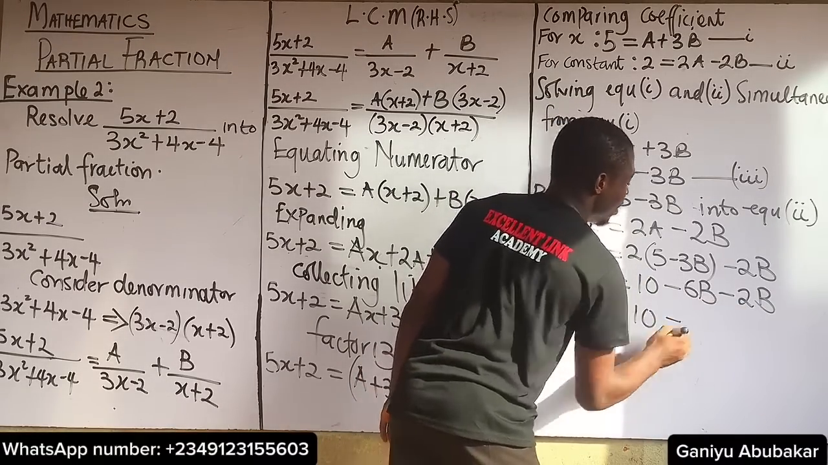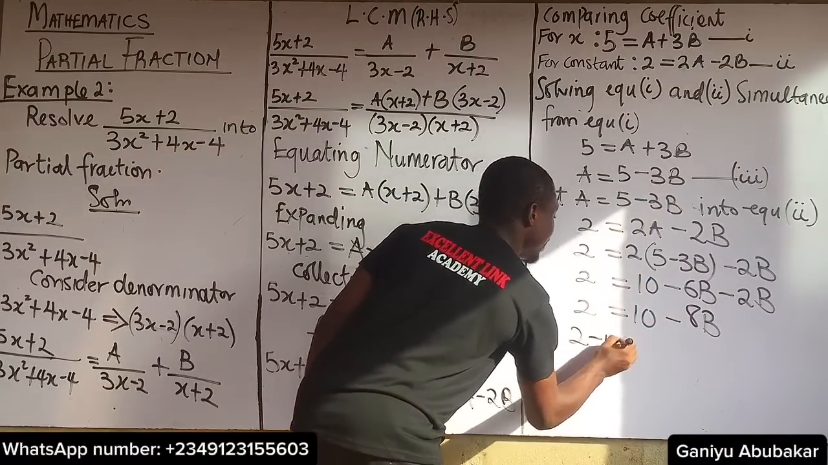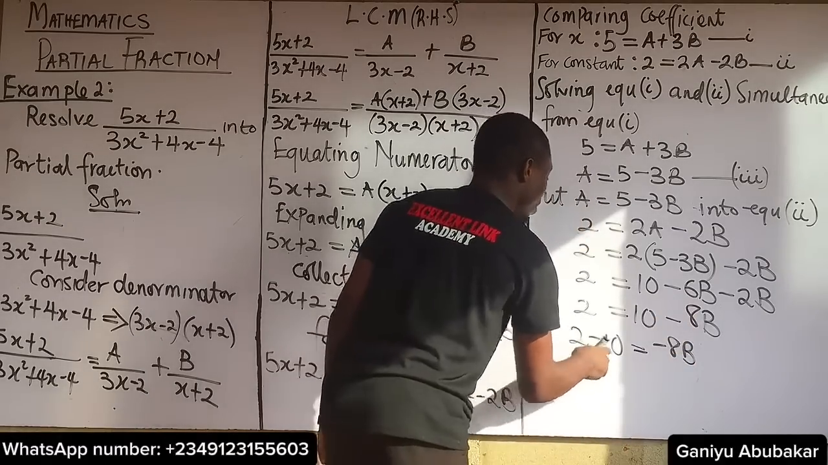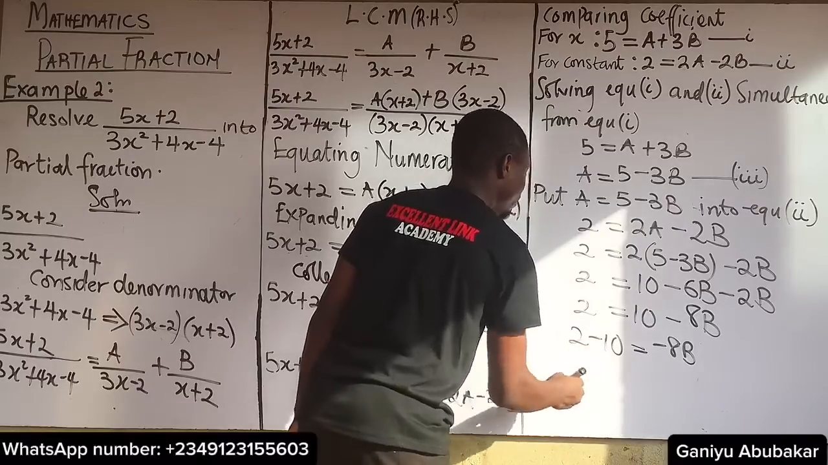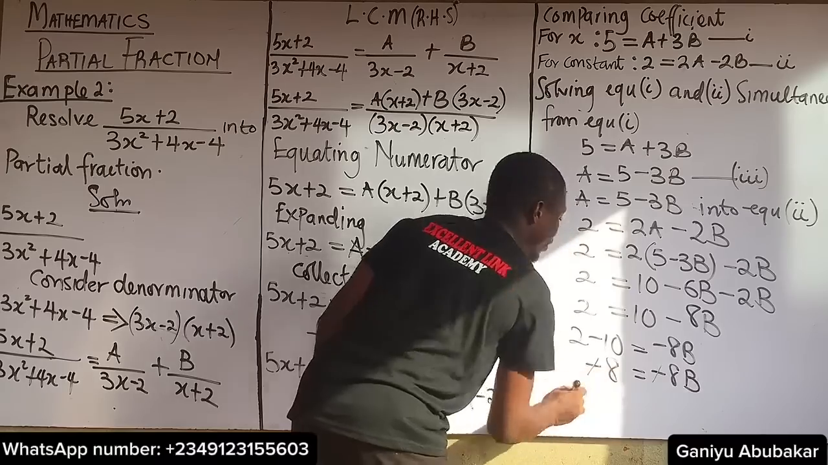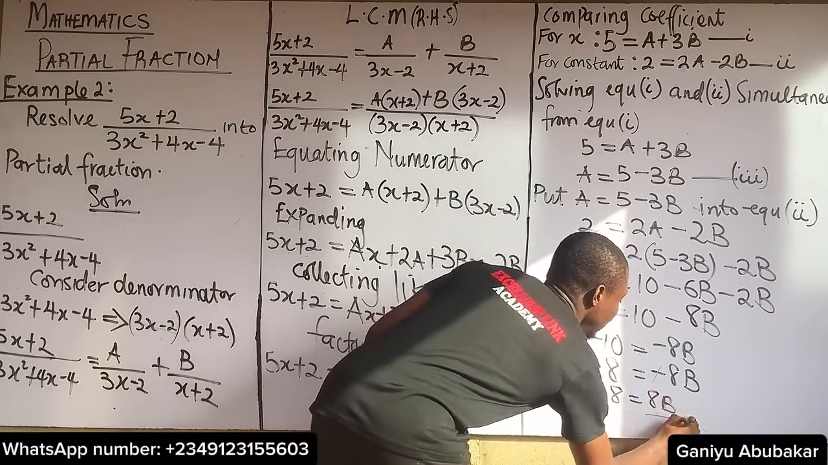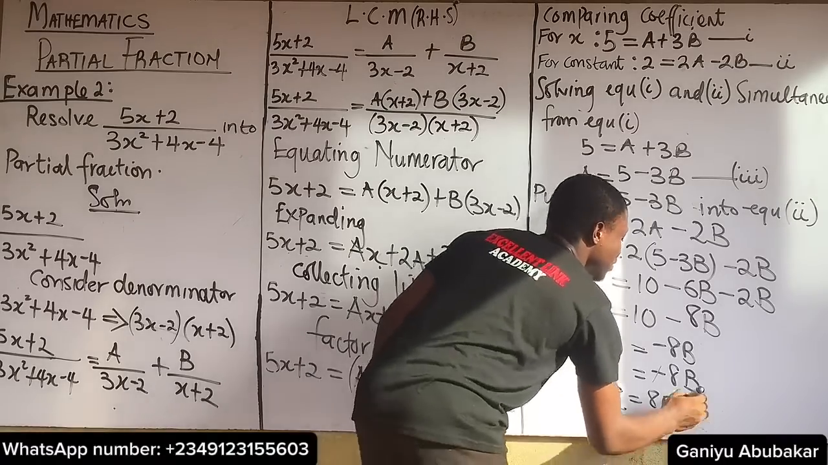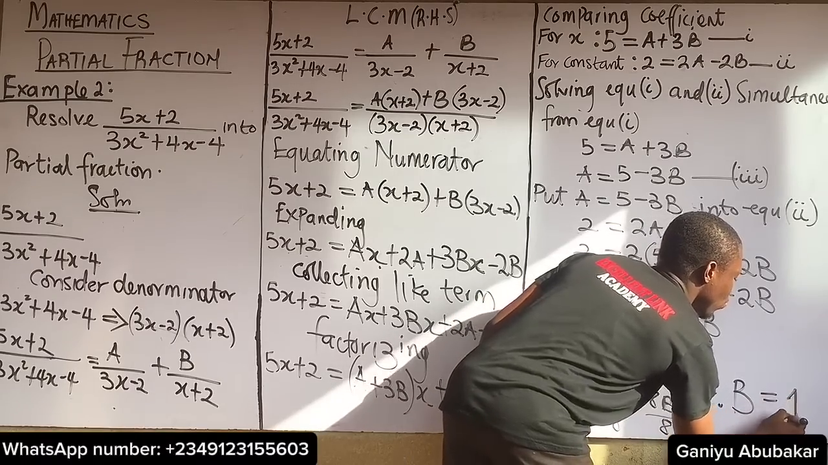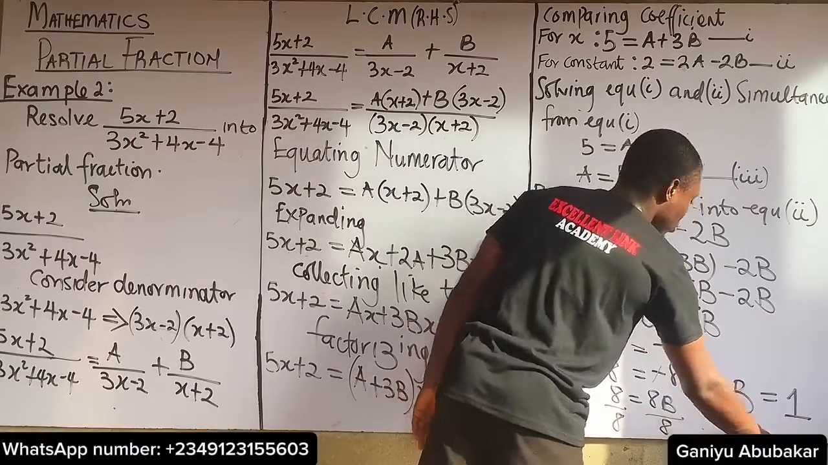I'll have minus 8b. Take this 10 here, I'll have 2 minus 10. If plus 10 comes over, it becomes minus 10, equal to minus 8b. 2 minus 10 will give minus 8, equal to minus 8b. Minus cancels out minus in mathematics, that is correct. So I'll have 8 equal to 8b, divided by 8, divided by 8. It means that therefore b is equal to 1. So my b value is 1.